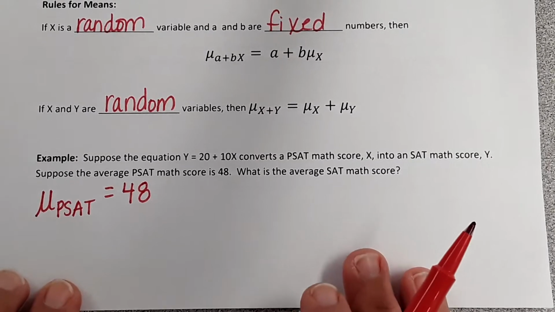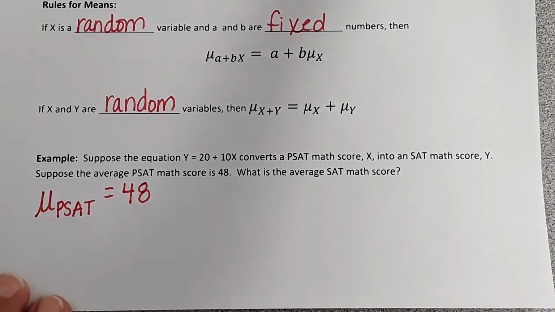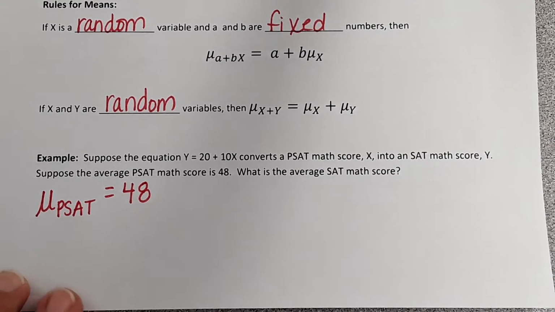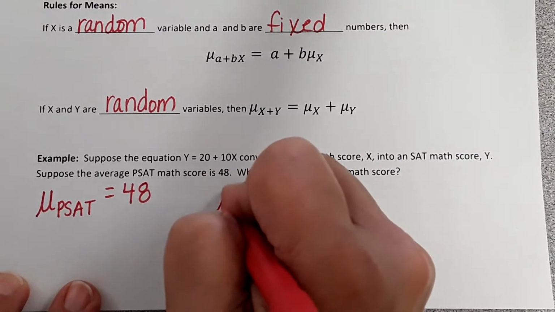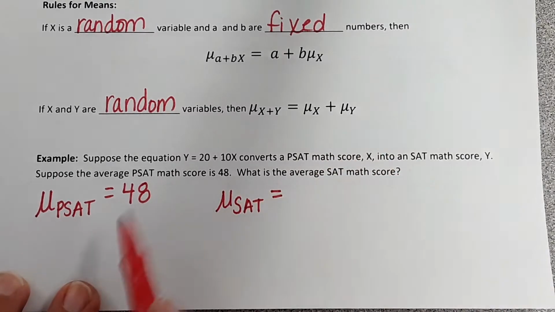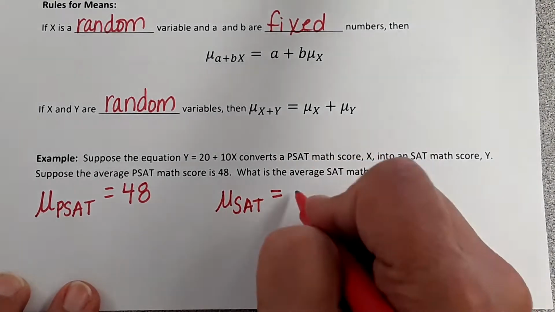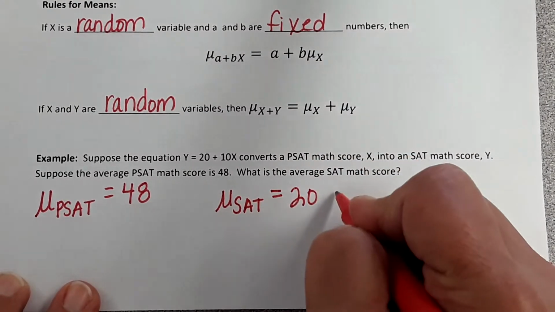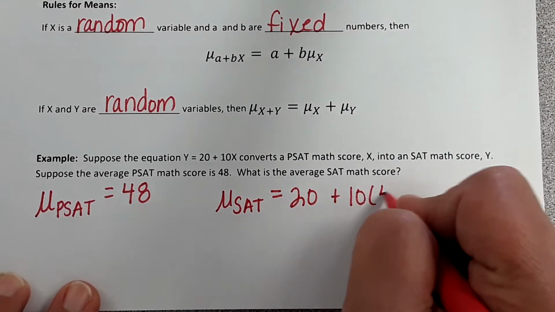And our question is, well, if I get a 48 on the PSAT, what is that equivalent to in the SAT? I want to convert it, right? Because I want to know what it means. So to find the mu of the SAT, this is going to be my x. The 20 is going to stay. I'm going to multiply it.